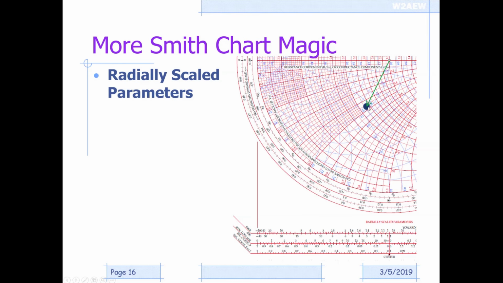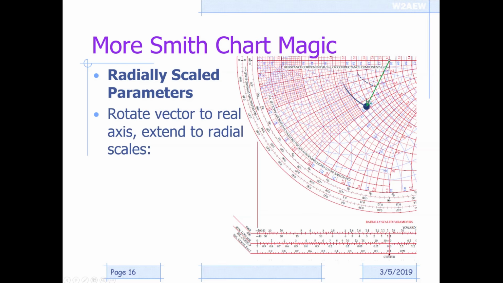So let's say I've got a complex impedance plotted on my Smith chart here. First thing, let's draw a radial line from the center to that point. Now if we rotate that line up to the real axis, using a compass, and then extend that line straight down to our radially scaled parameters, we can read a number of parameters right off the Smith chart.